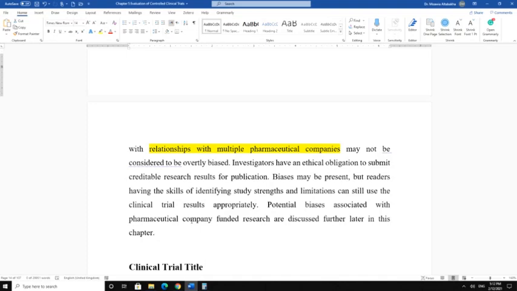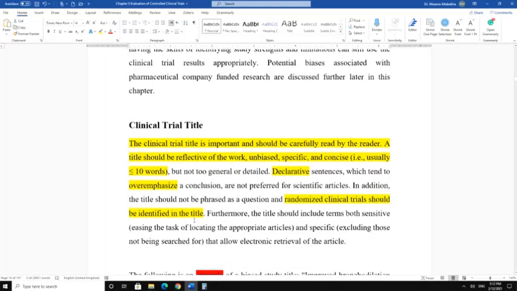But if I'm always taking money from just one company, then there is a question mark. Do they own me? Do they pay me a lot of money just to present results that agree with them? So all these things you should take into account.